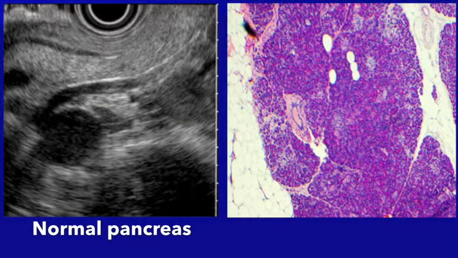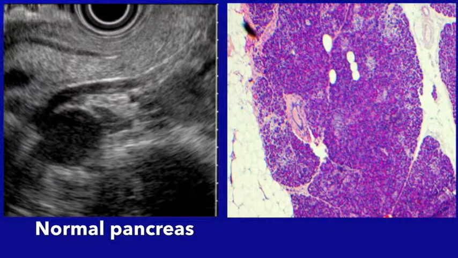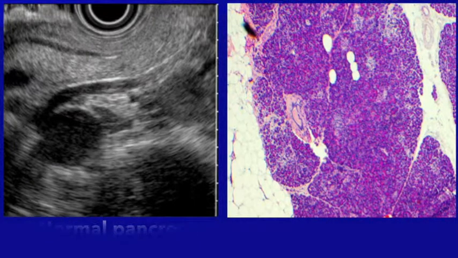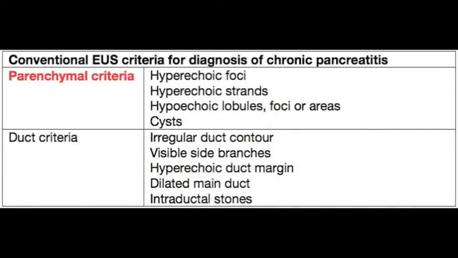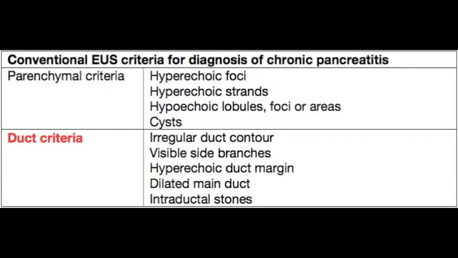Here is a normal pancreas on EUS and the corresponding histology. There are 9 accepted EUS criteria for chronic pancreatitis, including 4 parenchymal and 5 ductal. Calcifications are very specific for chronic pancreatitis and are considered diagnostic. In patients without calcifications, the number of endosonographic criteria is critical. 3 or 4 criteria are the best overall cutoffs. Less than 3 criteria essentially rules out chronic pancreatitis, and 5 or more criteria are highly suggestive of chronic pancreatitis.